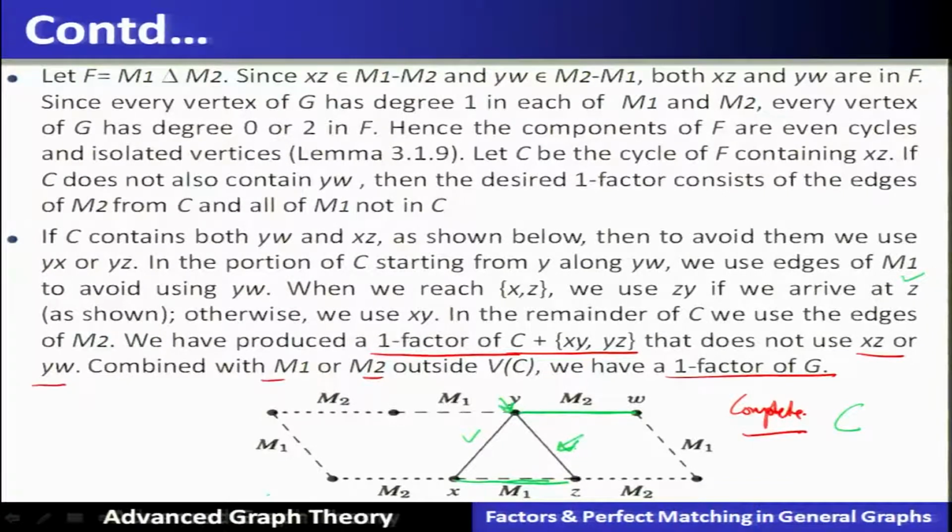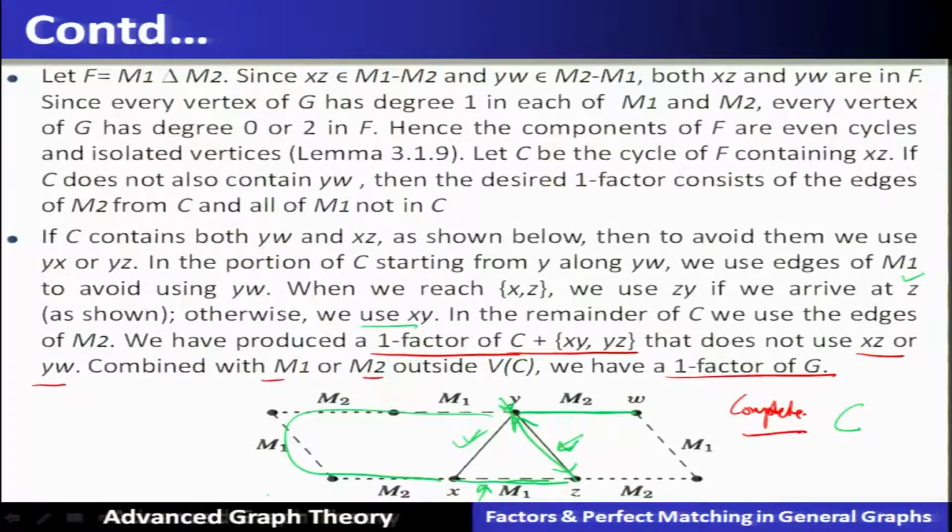When we reach x z at this end, when we reach x z we use z y to arrive at z as shown, otherwise we can use x y. So, in the remainder of that particular cycle C, we use the edges of M2.